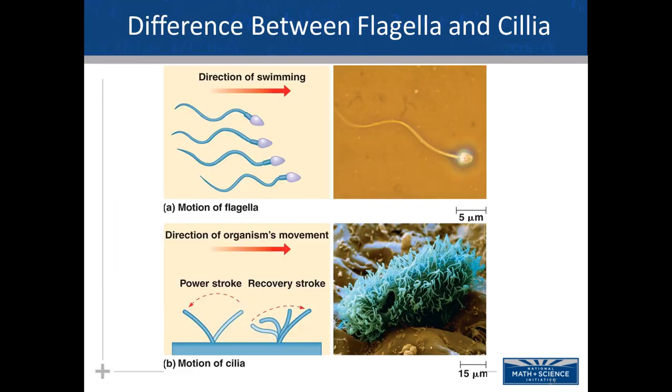The difference between flagella and cilia is the length and the number. Flagellated cells will have 1 to 8 flagella. Ciliated cells can have thousands of these structures. Also, flagella are longer than cilia, so as they move, the flagella move in a wave-like pattern, whereas the cilia move like the oars in a rowboat.